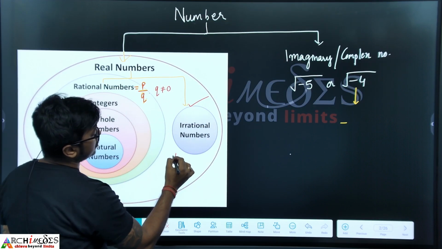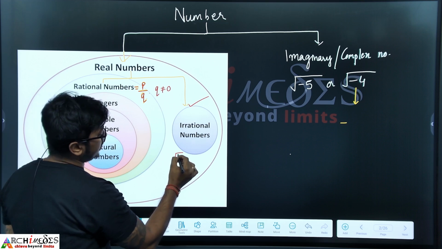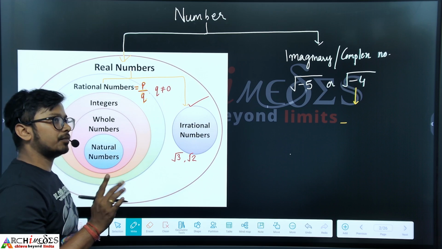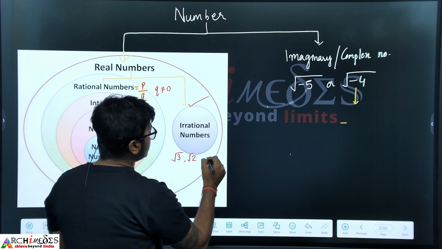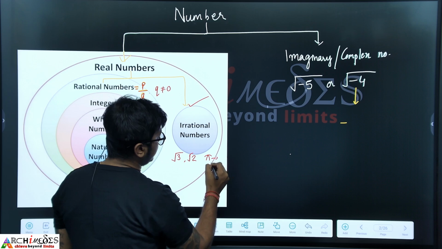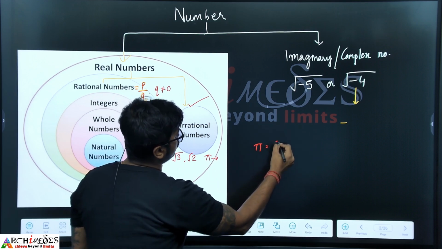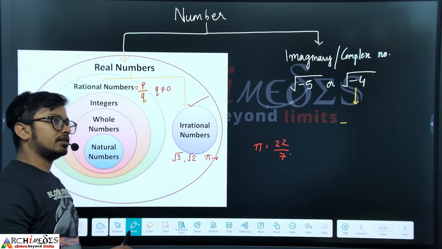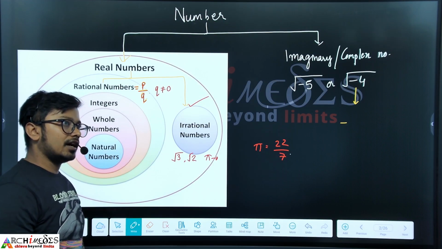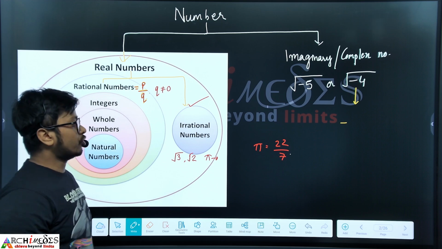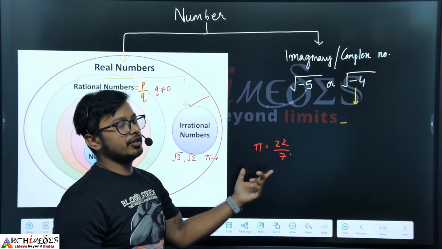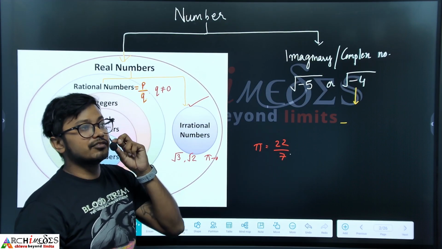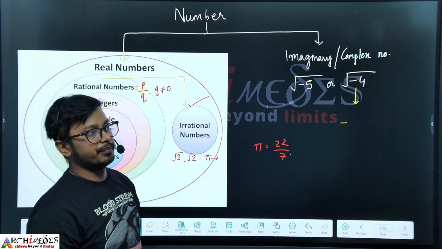For example, root 3, root 2, all whose under root values are unknown, are irrational numbers. But make sure that pi is also an irrational number. This is very, very important, because everybody thinks that pi is 22/7, then how can it be irrational? Yes, it is confusing. Because 22/7 can be written as p by q, but it is not the accurate value. 22/7 is only your assumption. It is an approximate value, remember that.